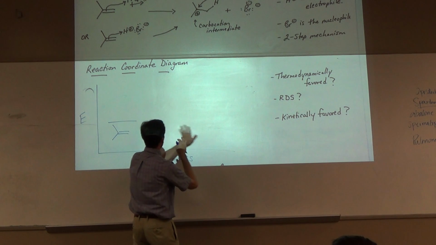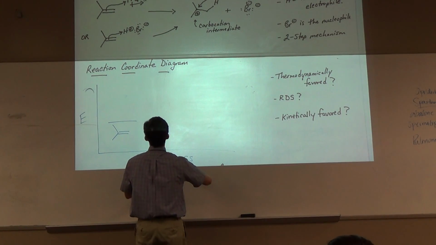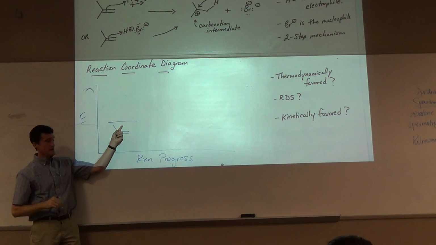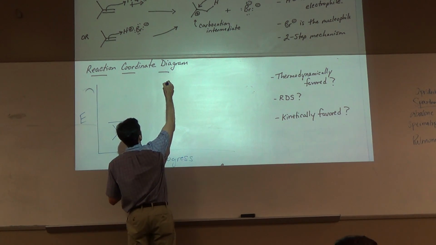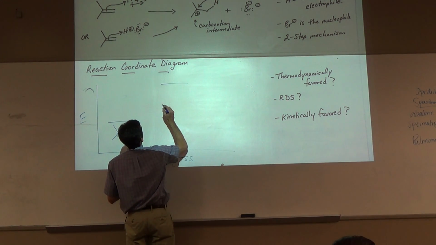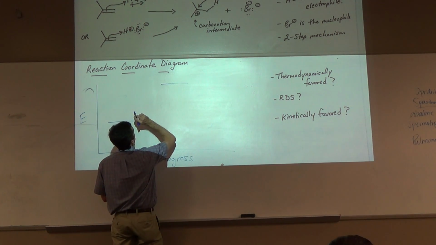We want to put all of our intermediates on here. How many intermediates do we have? Just one. Is it higher energy or lower than that? It's actually higher because it's charged. Okay, we're going to put it up here. This is going to be our carbocation intermediate.